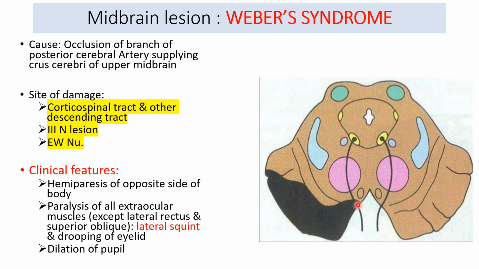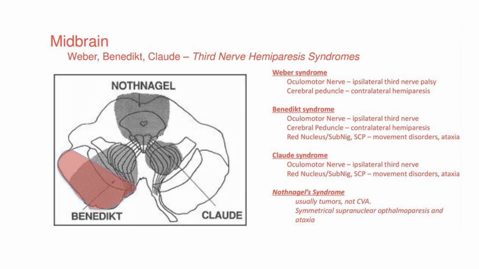So this oculomotor nerve is also injured. So it will lead to lateral squint and drooping of eyelid because of the levator palpebrae superioris injury, followed by dilation of pupil. There are many other syndromes which are involved at the level of the midbrain. So we'll do the other, which is the important Benedict syndrome.